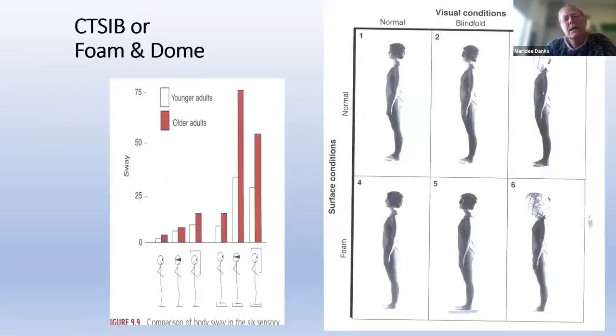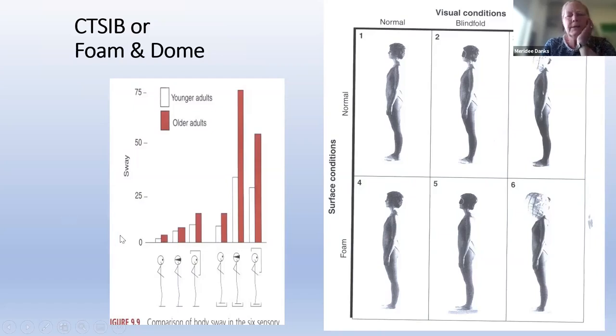So the STSIB or the CTSIB isn't something you're going to get a lot of information from about how their risk is, but you're going to identify what they use more to help with their balance. So this is showing all the conditions. Again, 1, 2, 3 is on firm. 4, 5, 6 is on foam.